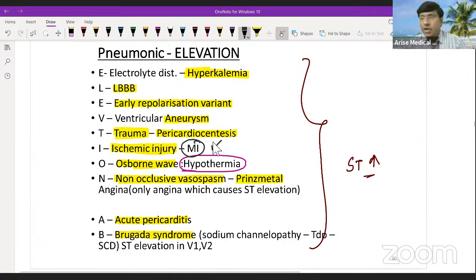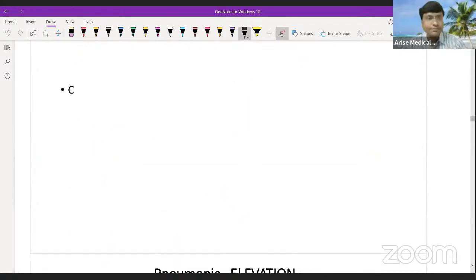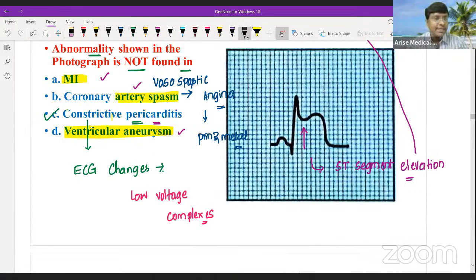But in the options which are given to you, like constrictive pericarditis, you will not have ST segment elevation. Acute pericarditis, you will have ST segment elevation. So this is a very important image-based question on the ECG showing ST segment elevation.